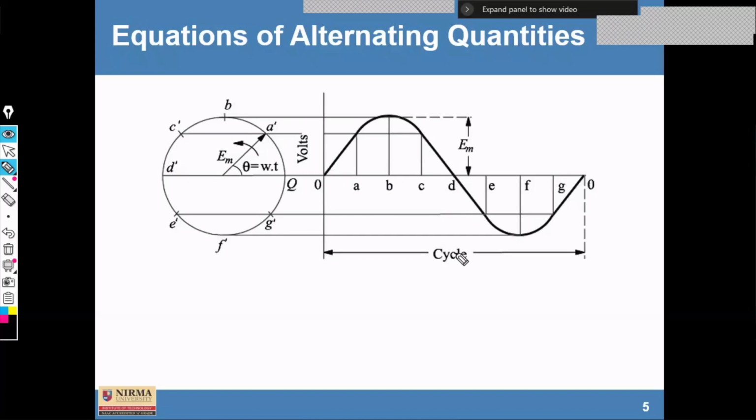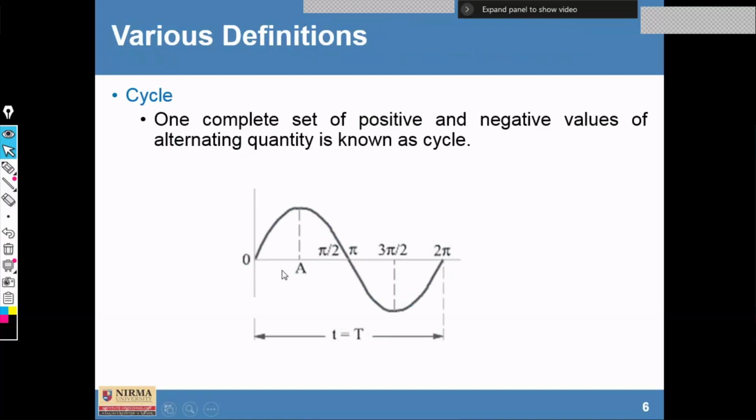With reference to this, we are going to write the various equations of voltage and current, as we discussed in the previous session. Till then, any questions regarding alternating quantities of voltage and current, generation of an alternating voltage and current? Any question related to this? Okay, fine. So today we are going to start with the various definitions, and the first definition is cycle.